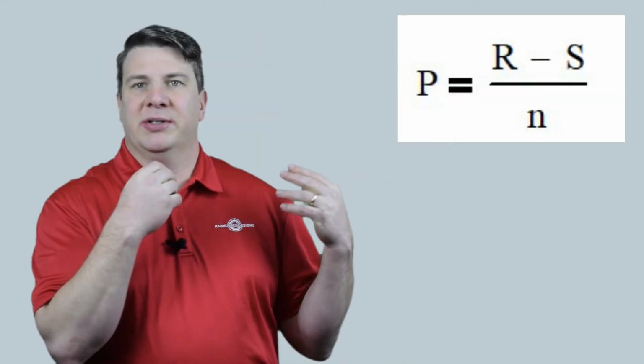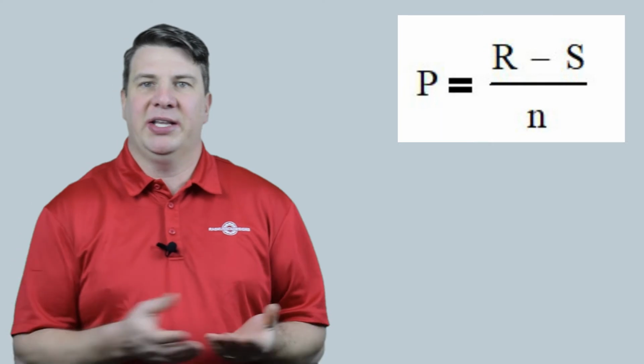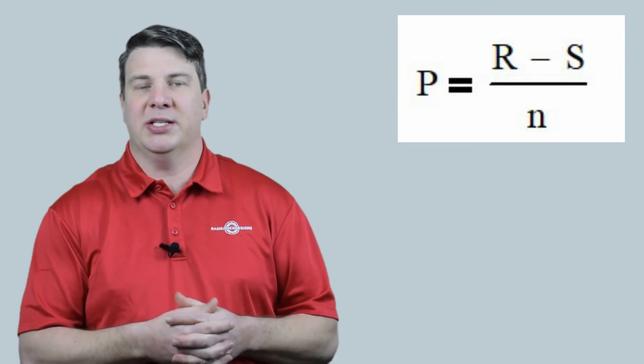As we look at this, first we want to see how many planets we can get in there. If we take our equation, the number of teeth in the ring plus the number of teeth in the sun, and divide that by however many planets we want, we come up with 18 divided by the number of planets.